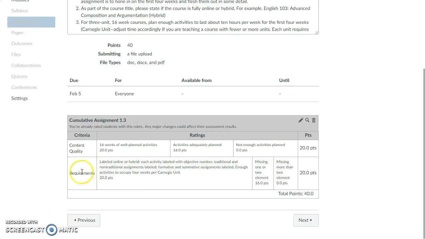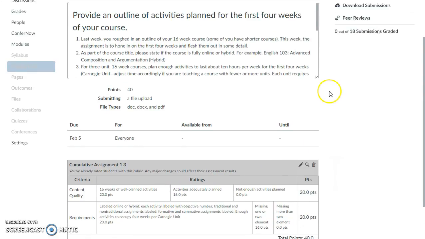And then I split it off with the requirements. Did you do everything I asked you to do? Did you follow all of these steps that you were required to? And if you did all these things, you get full credit. If you're missing one or two elements, then you get partial credit. If you're missing more than that, you don't get any credit under requirements. So that's how I have this one set up, and that really works well for me. And it's very easy to edit and create rubrics in Canvas.